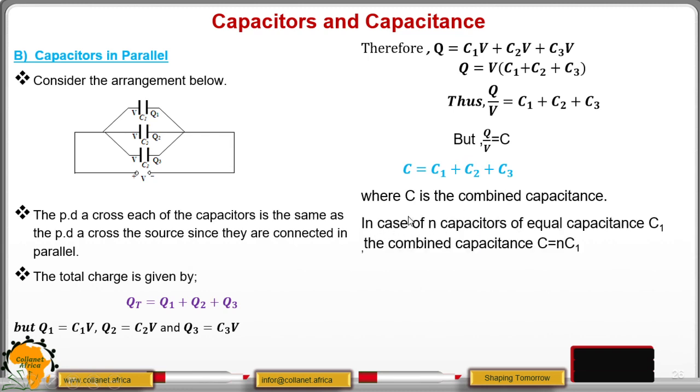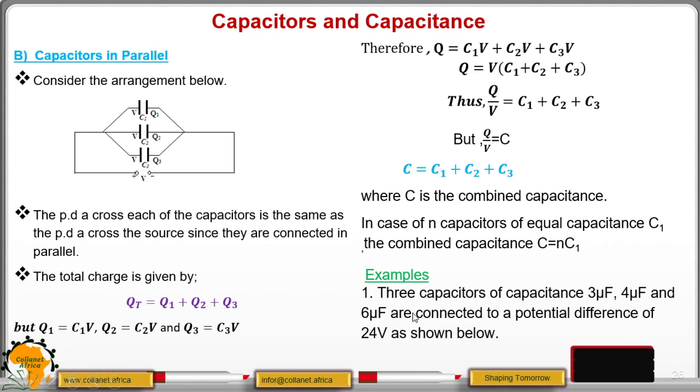So in case you have N capacitors, right, N, and they have equal capacitance C1, then the combined will be just N multiplied by the capacitance C1. So that way you are able to get the combined capacitance. We can look at several examples. We start with the first one.